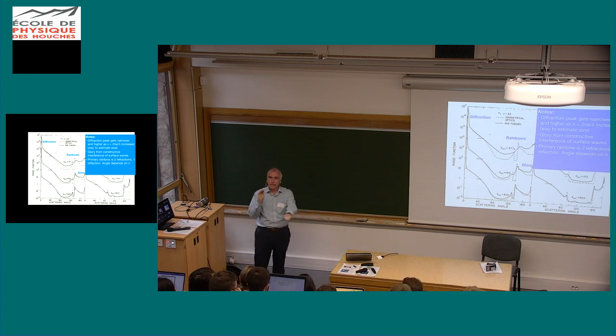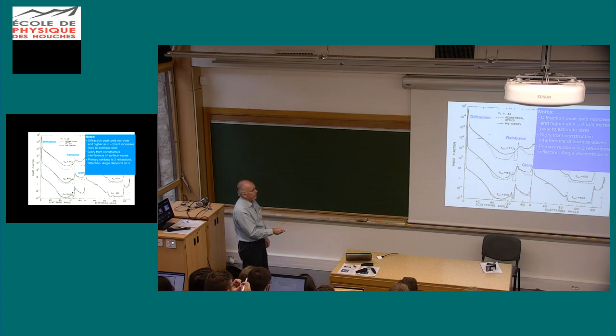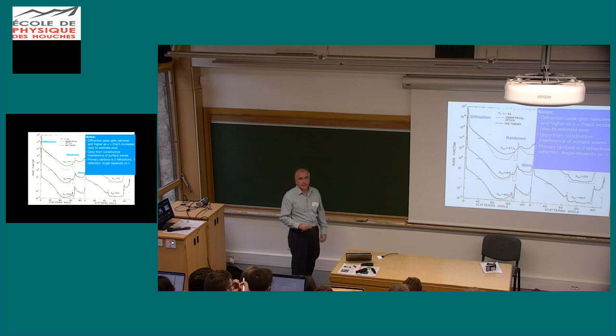If you've ever flown in a plane looking down at clouds below you, you can see the shadow of the plane and then a bright circle around it. And that's this backscattering peak you see here. The diffraction peak up here in front gets narrower and higher as the particle size increases. If you can measure this, it's a way to estimate sizes.